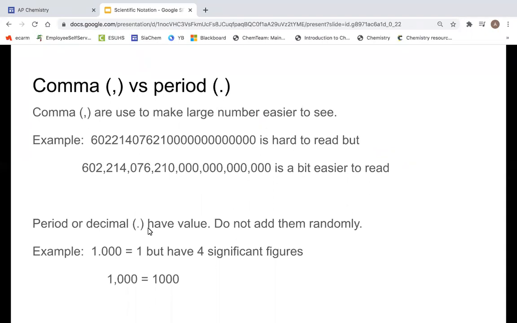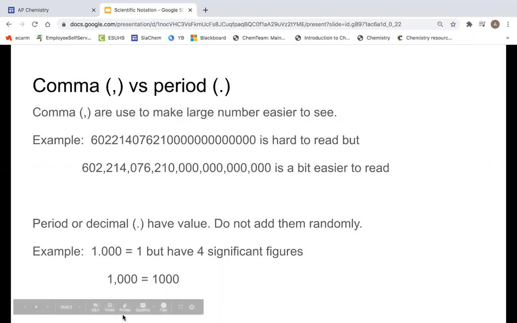When you have a decimal, that just means it is a number that is less than one. So for example here, 1.000, that is just one. It does have full significance figures though. That means it's really sure it's one. But if you say 1,000, that's a thousand. So it's a completely different thing. Make sure you're careful about using comma versus period. Period is for decimals, and comma just makes the number easier to read.